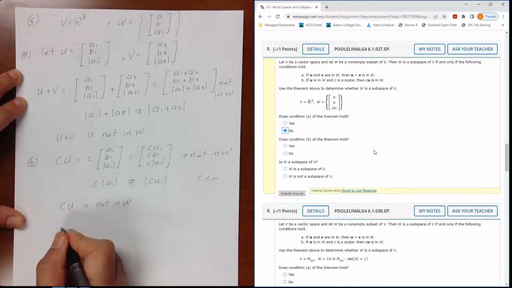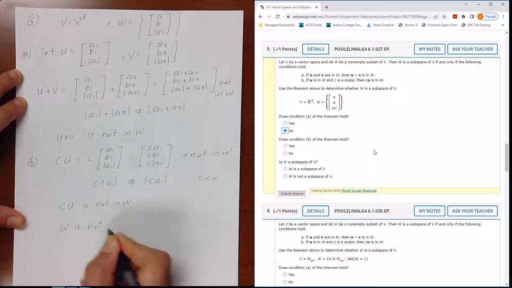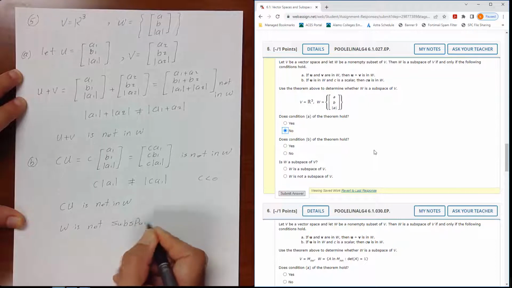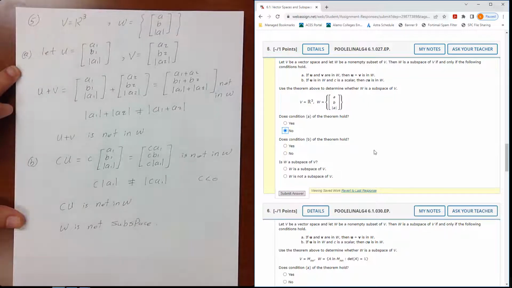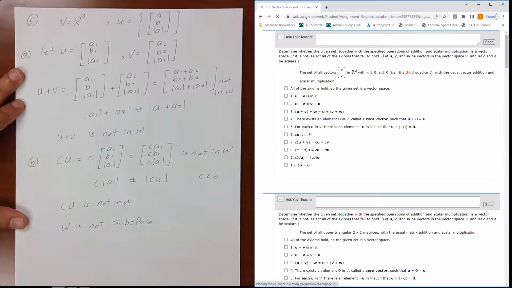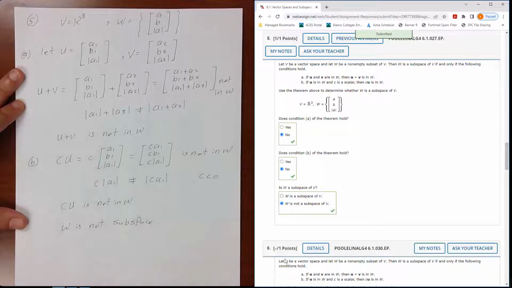In this case, W is not a subspace. That's it for this example.